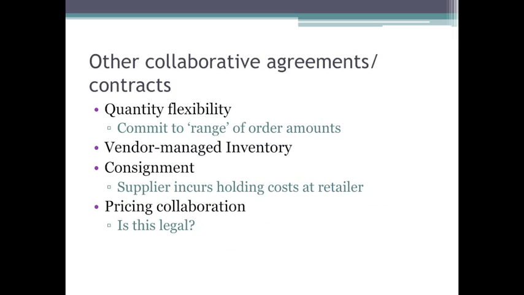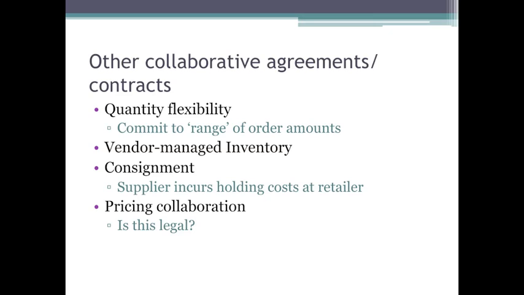Now, there are some other issues that come up, other ways to have collaboration with regard to a supply chain. You could have quantity flexibility. Here, the retailer commits to a range of order amounts. That way, there is some cooperation there. You can have vendor managed inventory. In this case, it's the supplier who decides how much is put on the shelf.